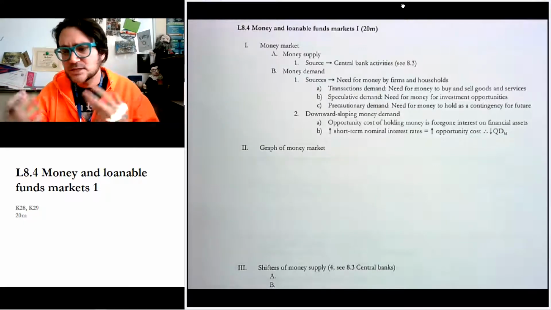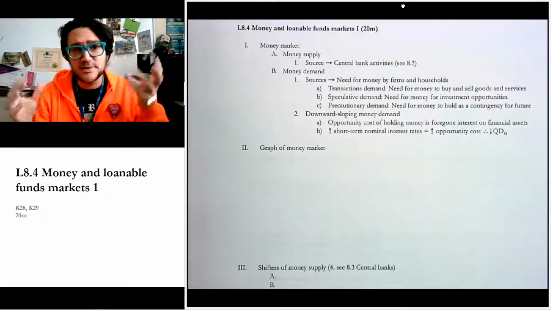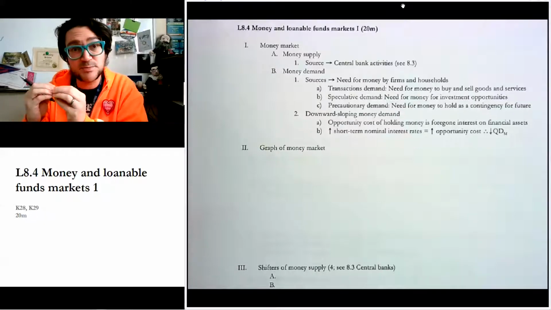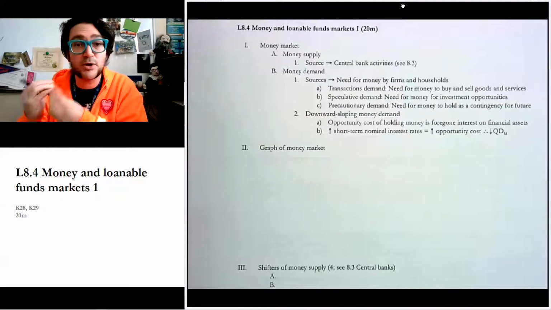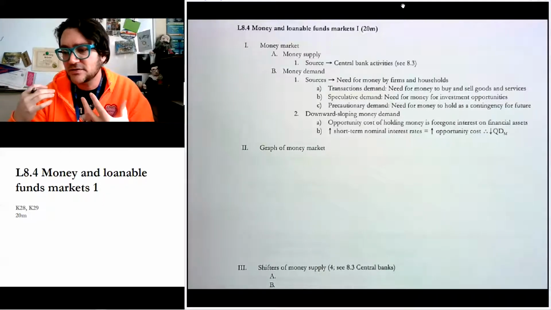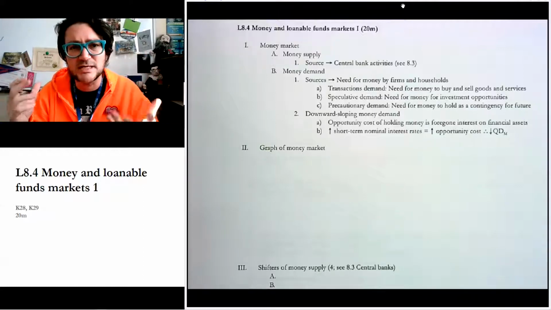In terms of these two markets, one of them is for all of the money, right? So all of the different reasons that you might have money or need money. And then the other market is for a special subset of money that's borrowed money, and we call that the loanable funds market. I think these two are fairly straightforward, although sometimes students say all of the shifters mess me up.